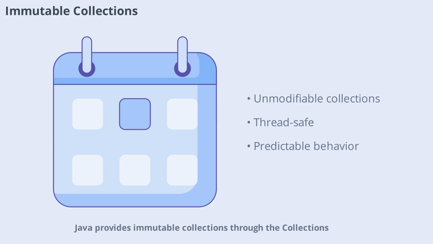Java provides immutable collections through the Collections.unmodifiableList and similar methods. These collections cannot be modified after creation, providing the same benefits as immutable objects: thread safety, predictability, and easier debugging.